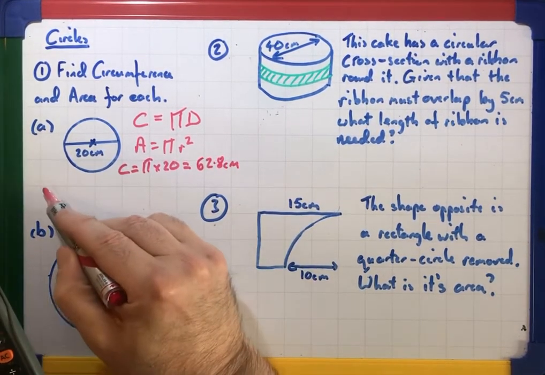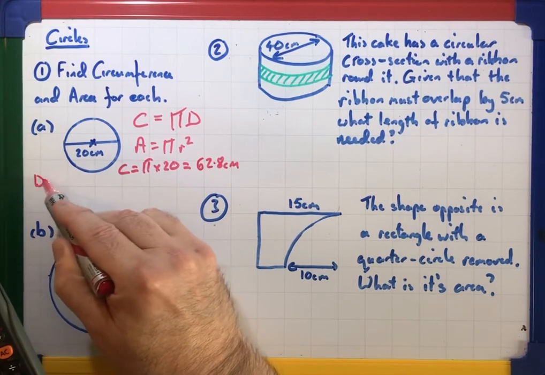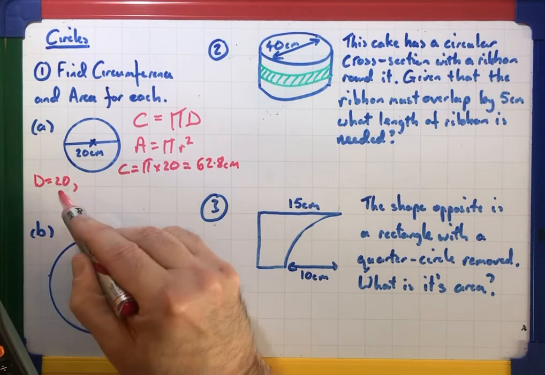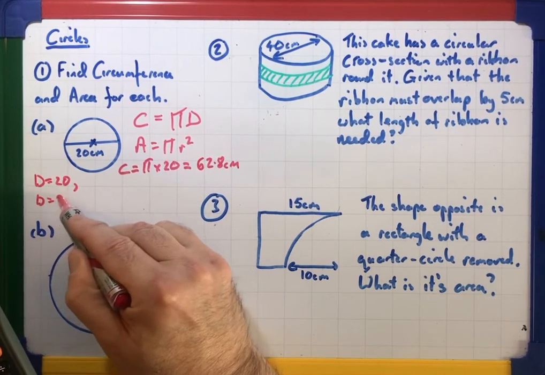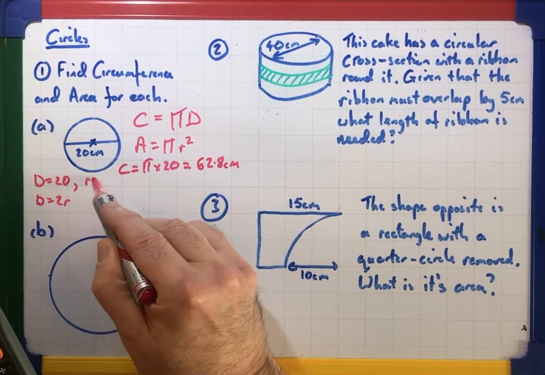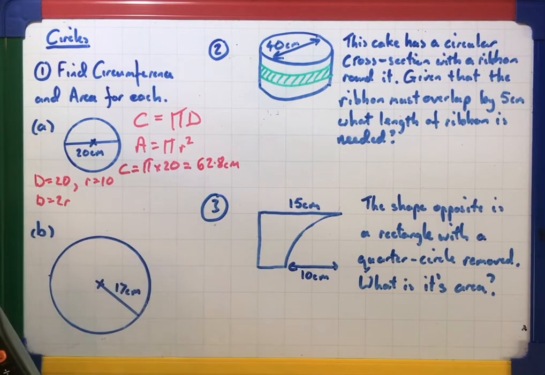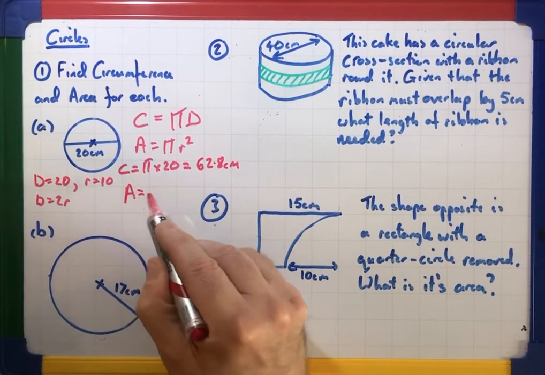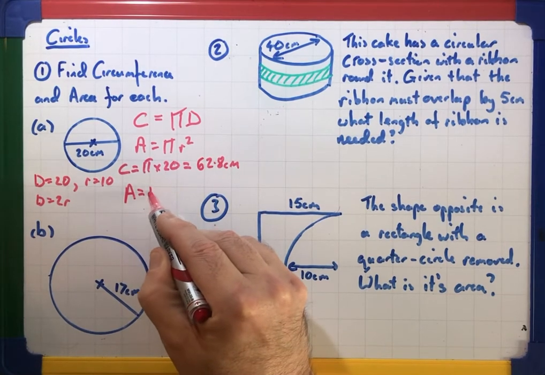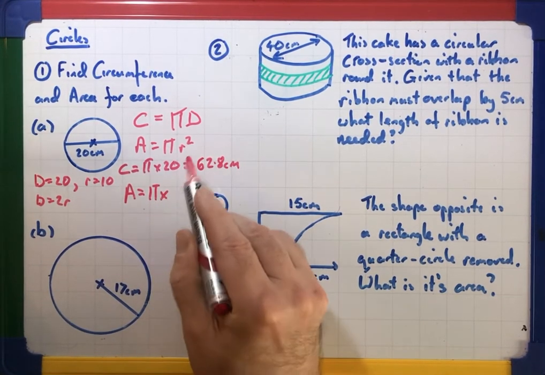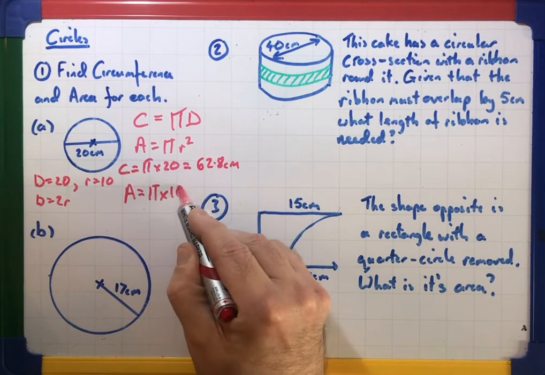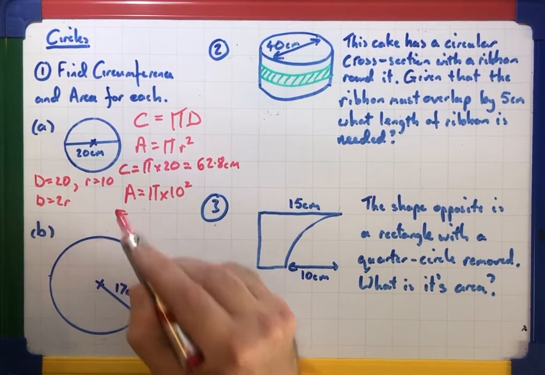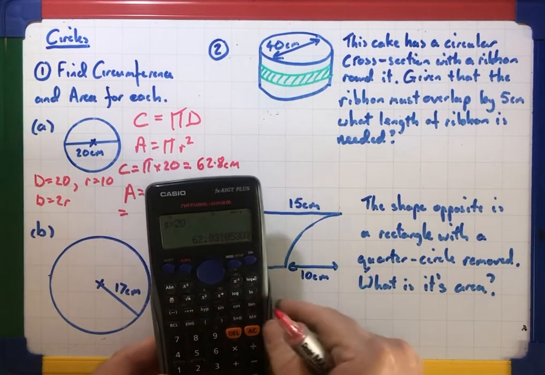Now in the second one, we've got that the diameter is 20, so the radius will be half of that. Yes, remember the diameter is twice the radius. So the radius will be 10. And I need that for the area. So if I have a look at it, the area is going to be pi times the radius squared, which is 10 squared.